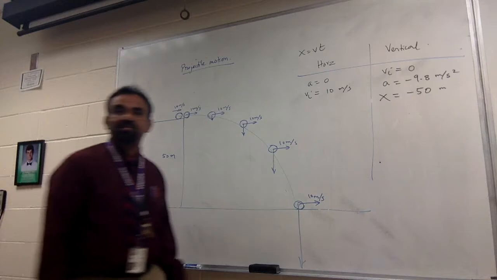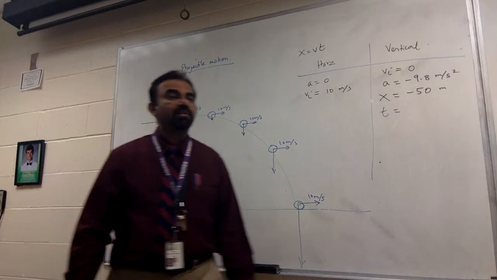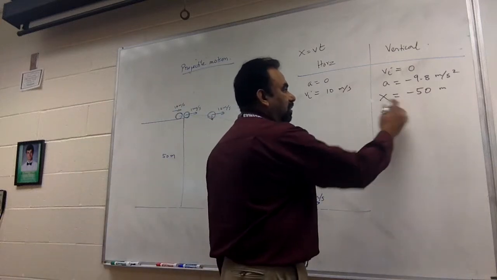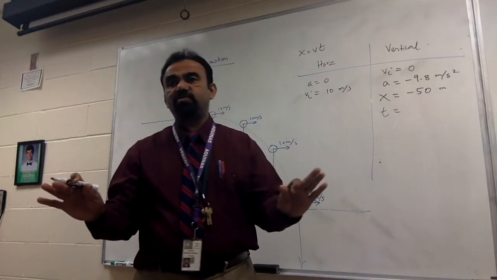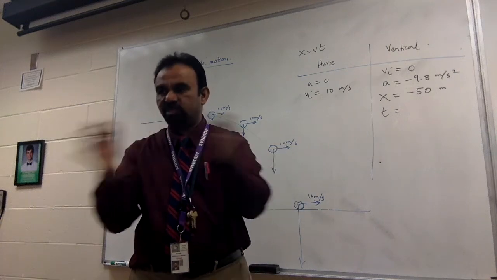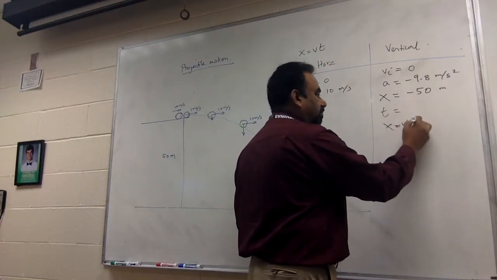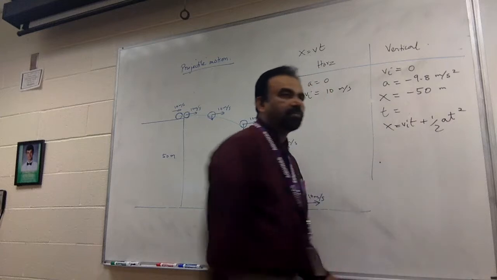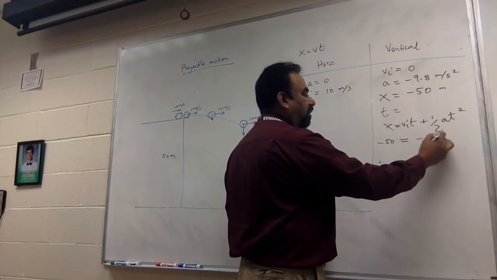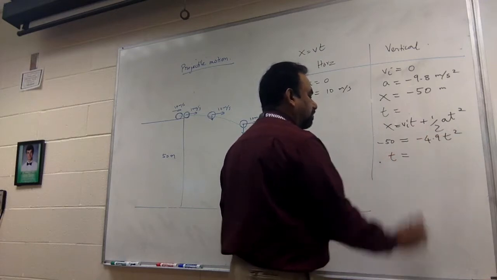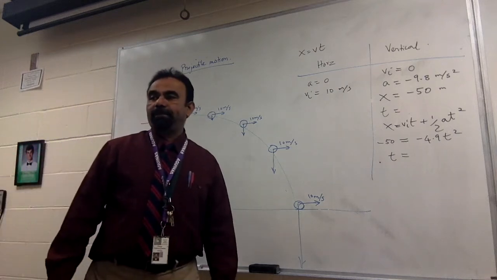So we have already 3 things. Can you find the time it takes for it to land? Use equations of motion. So what equation of motion will connect these 3 quantities? You should be familiar with the equations by now. As soon as you think of an equation, it should just flow because you've been using it multiple times. X is equal to? Substitute. Negative 50 is equal to minus 4.9 t squared. So what is t equal to? What is time? Plug it in, plug it in.